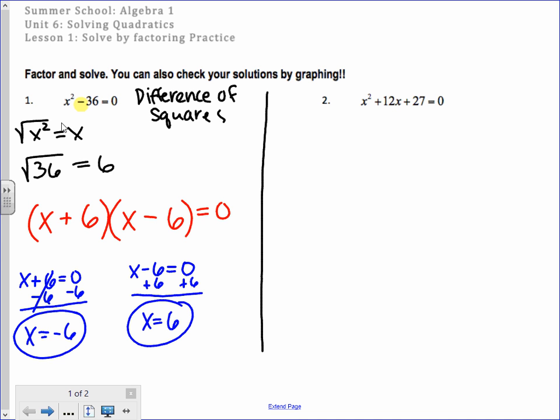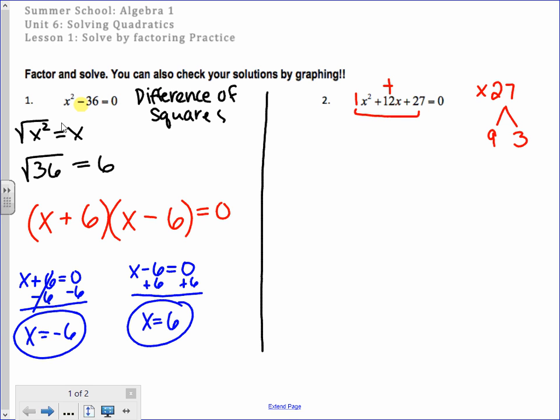For number 2, I have the polynomial x squared plus 12x plus 27. This is a trinomial with 3 terms, and the first leading coefficient is 1. To factor a trinomial, we look for a GCF. It does not appear to have one, so I'm going to use the method of split the middle. For split the middle, I multiply the 1 and the 27, and know that I need to find two numbers that multiply to 27 and add to 12. Those numbers are 9 and 3.